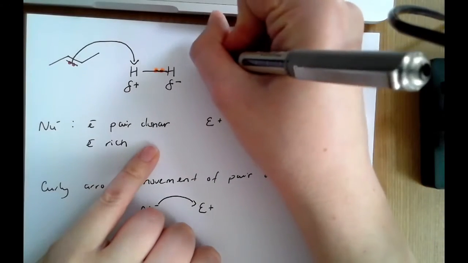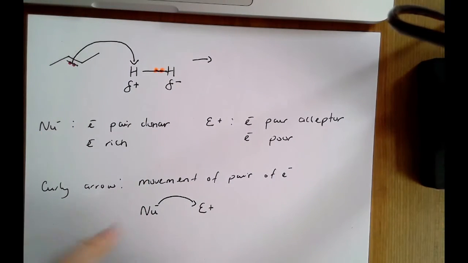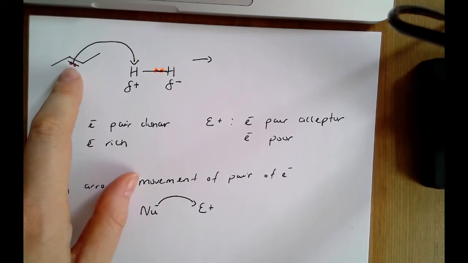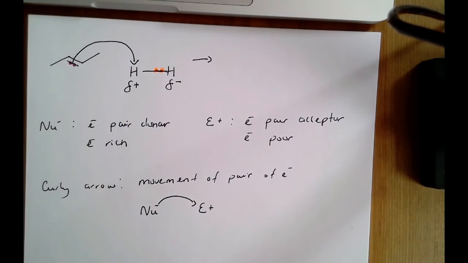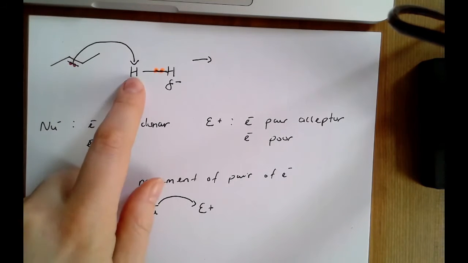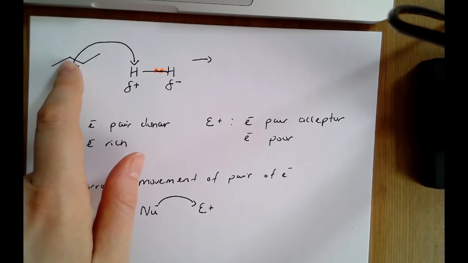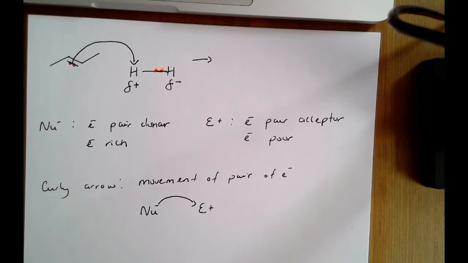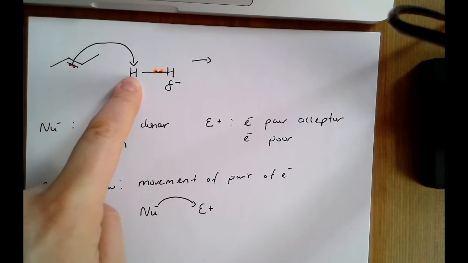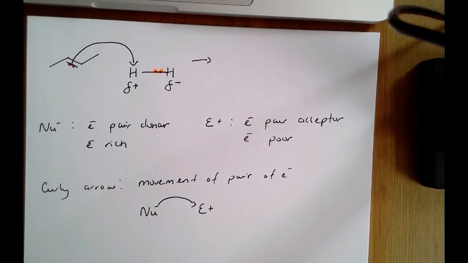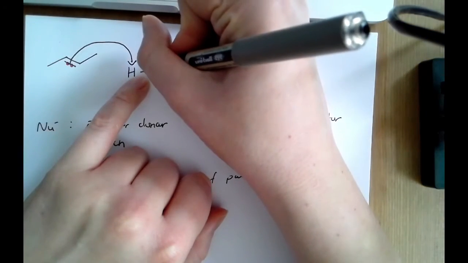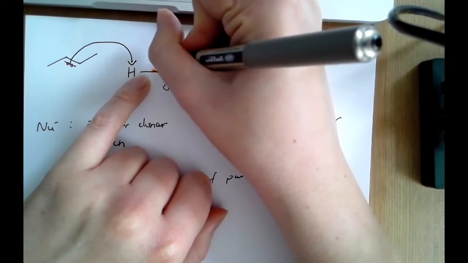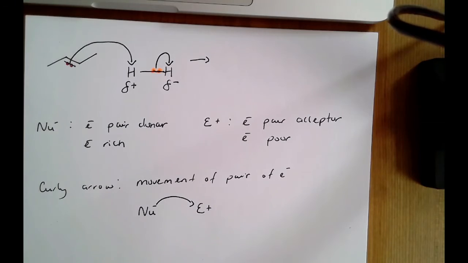Now what this movement of electrons shows us is that I'm going to be forming a new bond between carbon and this hydrogen atom. Hydrogen is therefore forming a new bond with carbon. Hydrogen can only ever have one bond. So if it's going to form a new bond, its original bond needs to break. So this bond that holds the two hydrogen atoms together is going to break, and the electrons are both going to move onto the delta negative hydrogen atom.